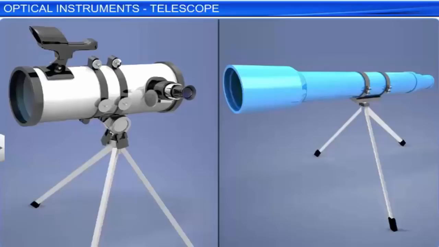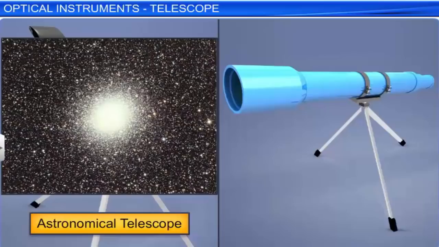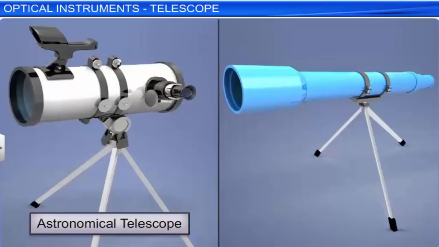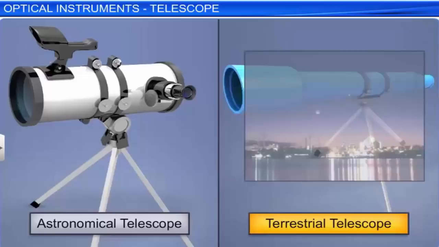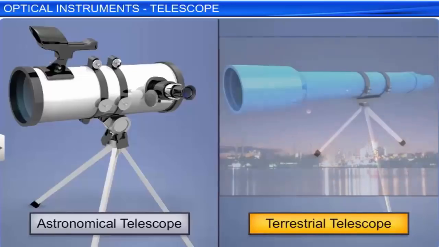The telescope is an optical instrument that is used to view distant objects clearly. The astronomical telescope is used to view celestial bodies, and the terrestrial telescope is used to view distant objects on the Earth's surface. Let us now study about an astronomical telescope.